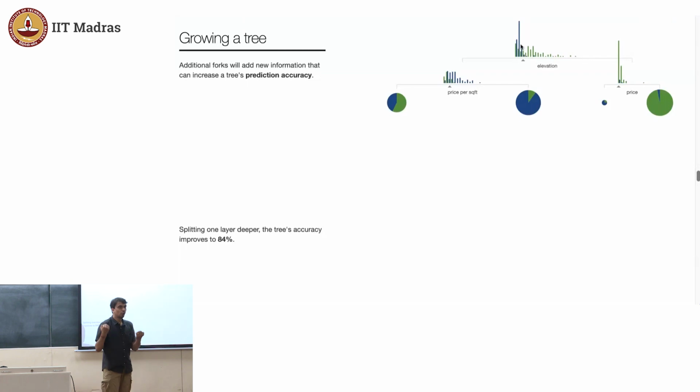But every time you go deeper, you work on a smaller data set. Why is that? Because the left node here only has houses whose elevation is less than 92. This part here only has houses whose elevation is greater than 92. So it's a smaller data set, and then you can split again based on that.